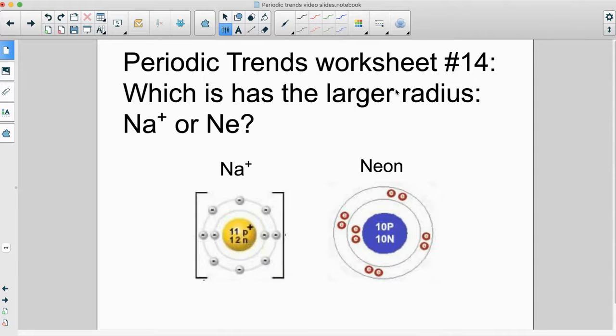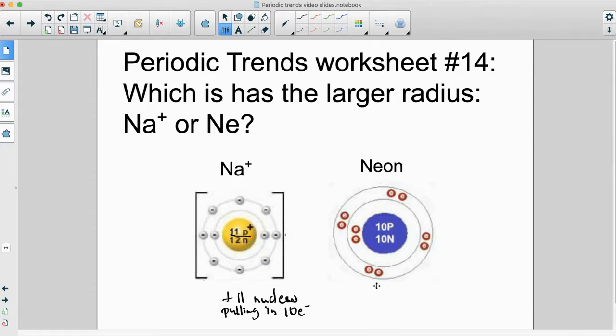So here, periodic trends worksheet number 14. So let's take a look. Which has the larger radius, Na plus or Ne, which is neon atom? So here, if we take a look, we have 11 protons. So we have a plus 11 nucleus pulling in how many electrons? 1, 2, 3, 4, 5, 6, 7, 8, 9, 10. So pulling in 10 electrons.